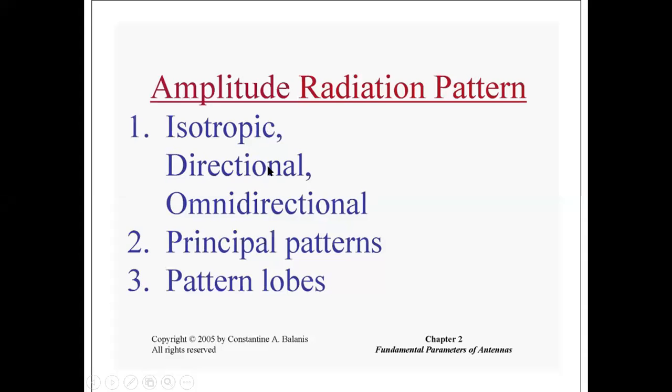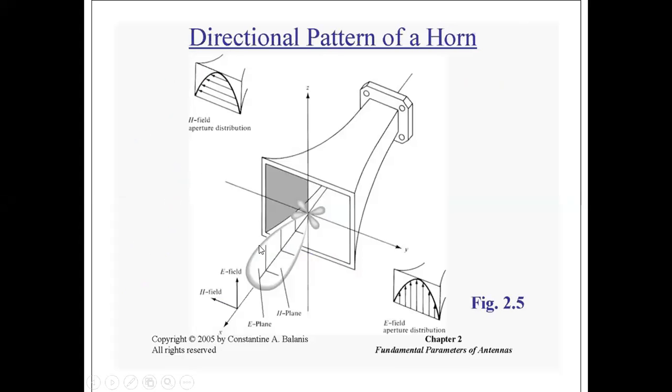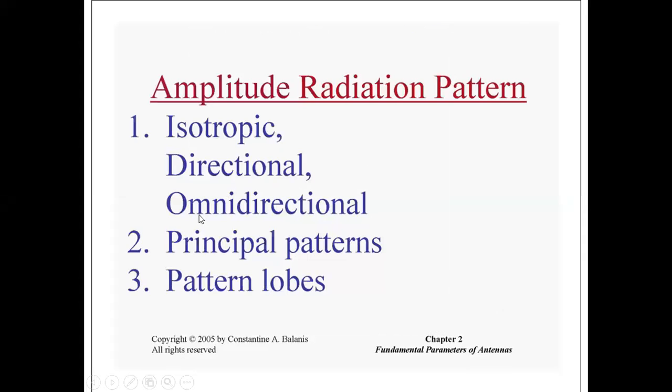The second one is the directional antenna. What is a directional antenna? See here, in this diagram it is a horn antenna. A horn antenna, all of us have on the top of our home. So the radiation is in the forward direction. This is called a directional radiation pattern. This is the E field, the vertical one, and the horizontal one is the H field. Always both are perpendicular to each other.